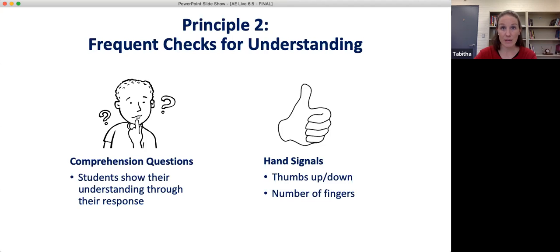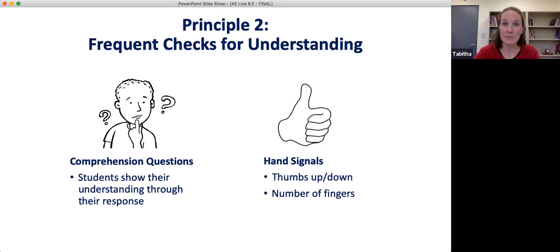Another strategy for checking for understanding during your instruction is to use hand signals. Now be sure to use culturally appropriate hand signals because that can differ from community to community. But this is a good way to have students show their comprehension non-verbally. So you can ask them yes or no questions like, do you like ice cream? And they can show their answer by saying thumbs up or thumbs down. I like ice cream, I don't like ice cream.